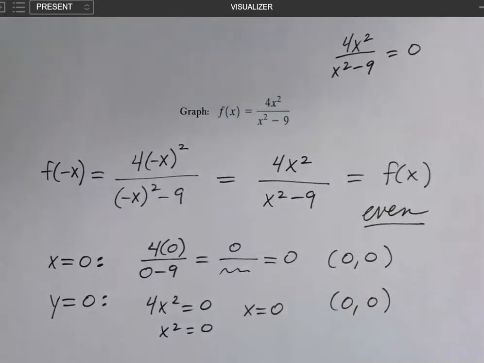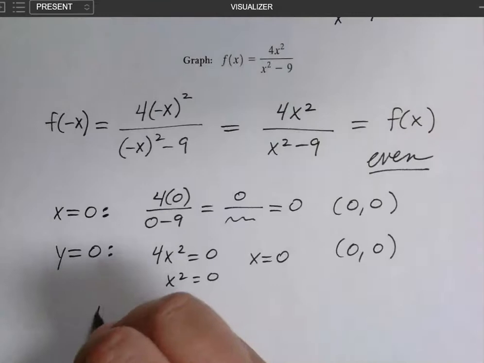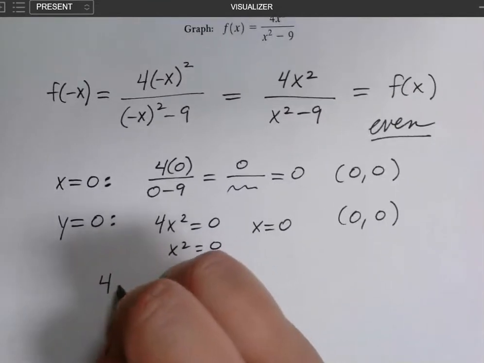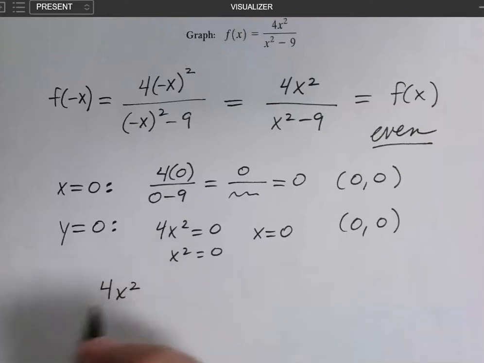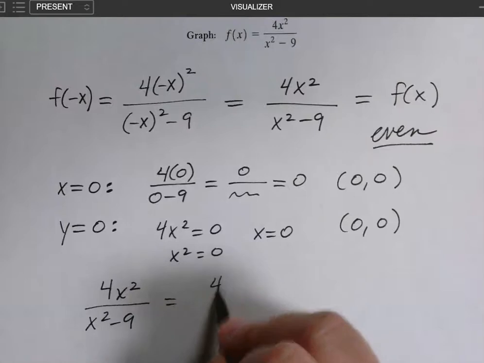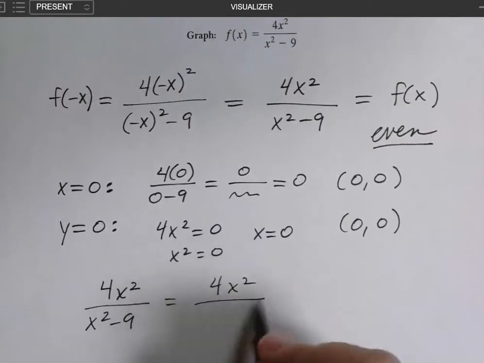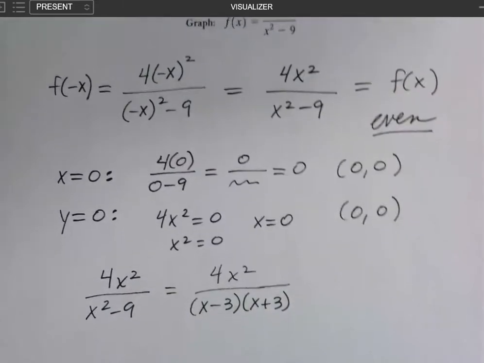All right, next, vertical asymptotes. Let's go ahead and factor the top and the bottom here. We weren't asked for the domain, which is a little weird, but we can always talk about that. So this is my numerator and my denominator. That's a difference of 2 squares. So it factors like this.